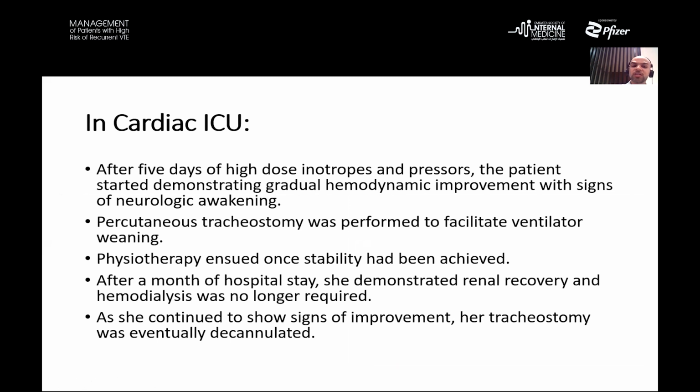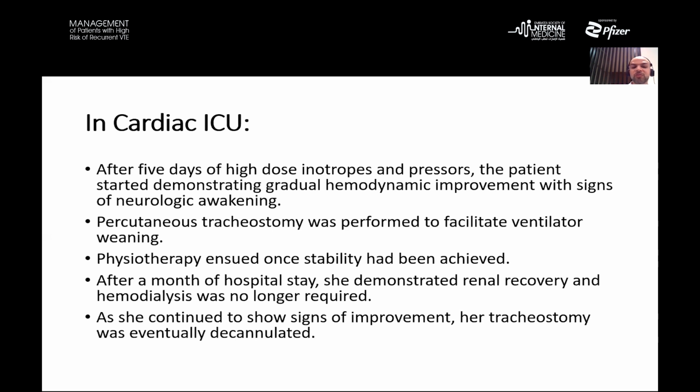So after 5 days of inotropic support and vasopressors, the patient started demonstrating a gradual hemodynamic improvement with signs of neurological awakening. So we came down with the sedation, and the patient started to wake up. We had performed a tracheostomy to facilitate the weaning from mechanical ventilation, and physiotherapy was ongoing from day one of admission to the critical care.